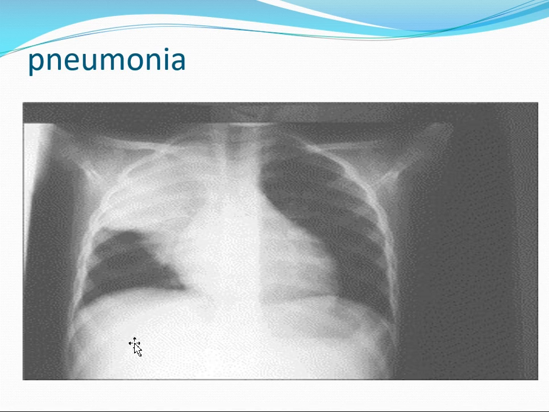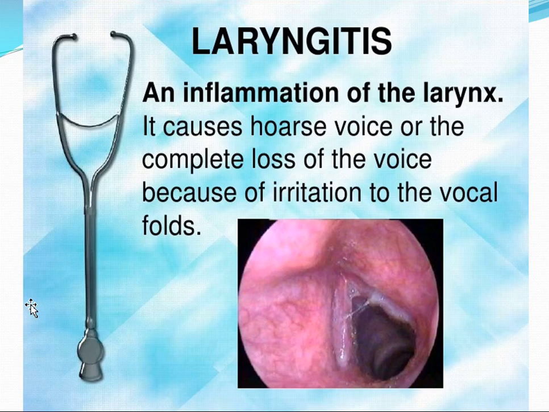Now this is a picture showing you the chest X-ray of pneumonia. This is the normal lung tissue. This is the shadow of the heart, and here it should have been the black part. If air was present here, it would have been black, but it is a white patch. This is the consolidation of pneumonia. So this is a chest X-ray of pneumonia.